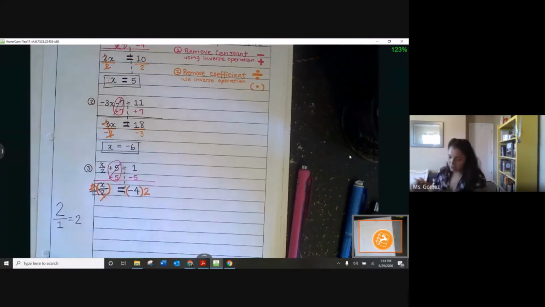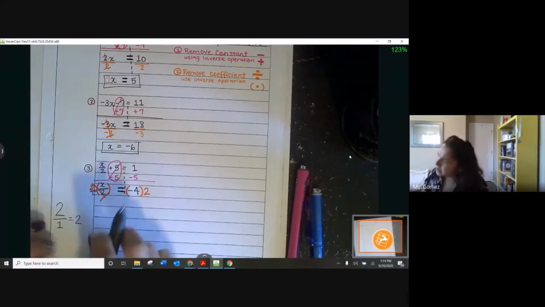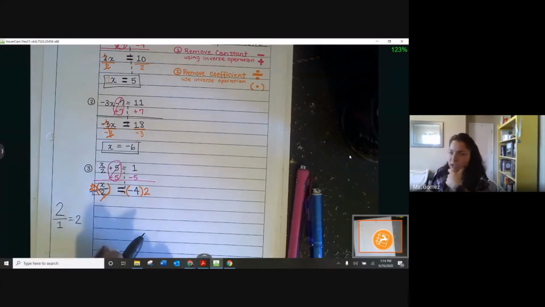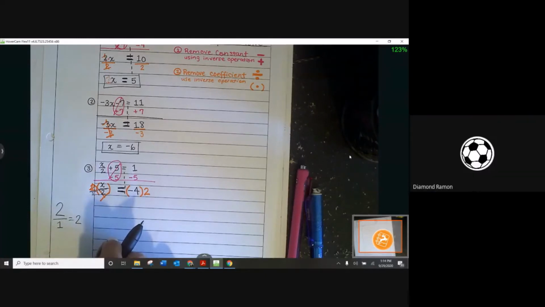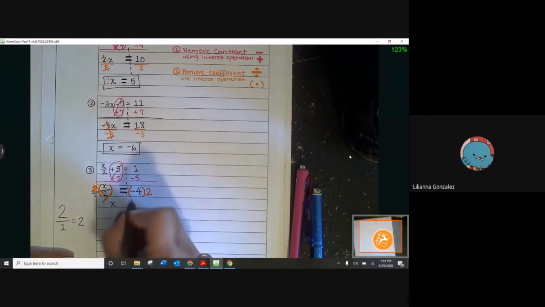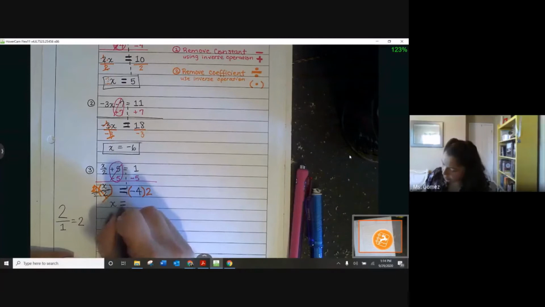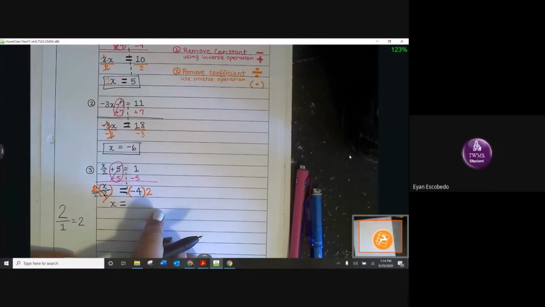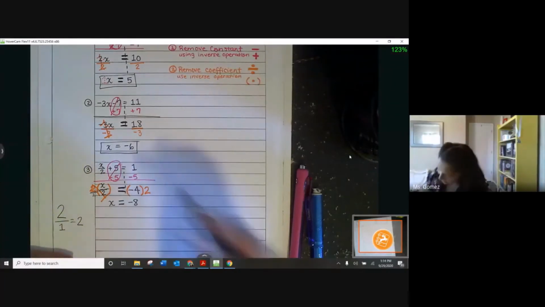I'm going to put a giant 1. So in that case, what am I left with? I know it looks a little messy. 2 times x is equal to, what's negative 4 times 2? Negative 8. My fault. Oh, no, that's all right. Now, negative 8.